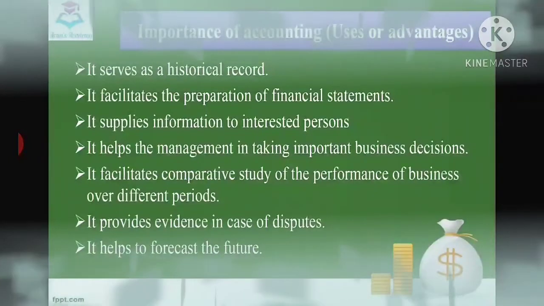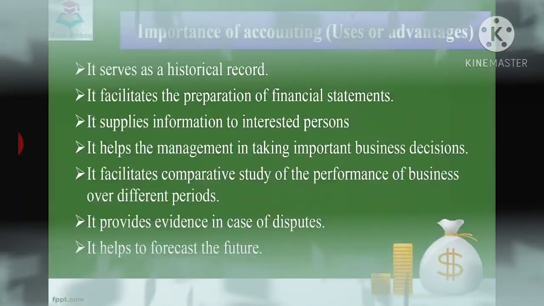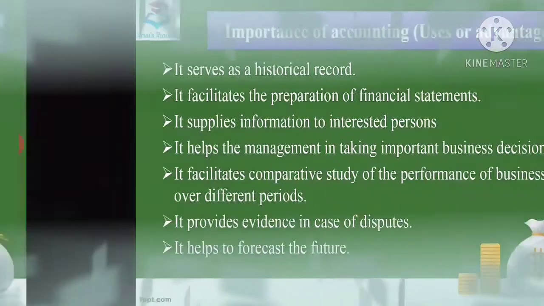Next, it helps to forecast the future. With the help of accounting information, the position of the accounting, we can forecast the future and prepare the budget. In the next 3 years, what is our position? In the next 5 years, what is our company position? We can forecast with the present accounting information. It is also another importance of accounting.